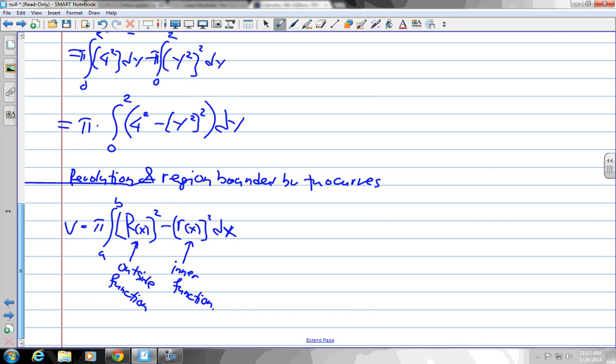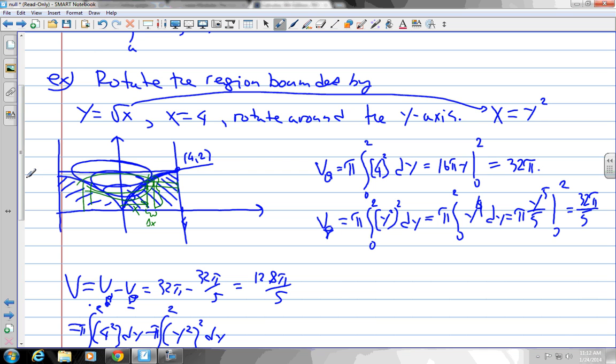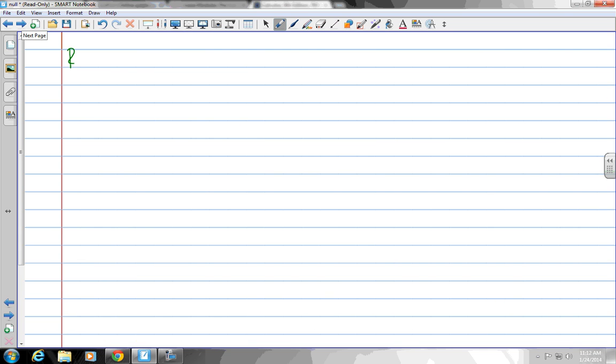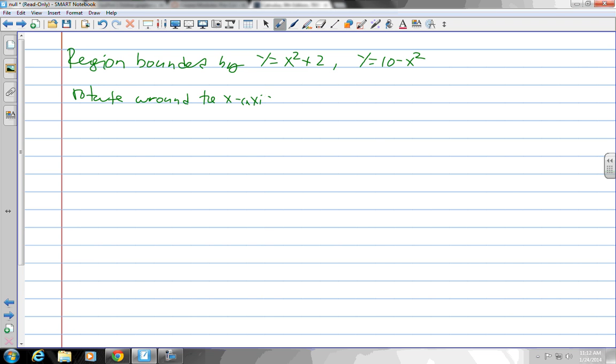All right. Let's do this problem. Region bounded by y equals x squared plus 2 and y equals 10 minus x squared. And rotate around the x-axis.